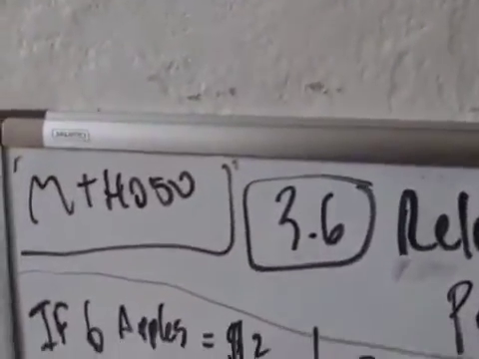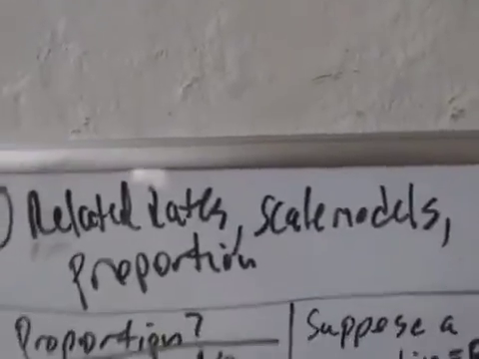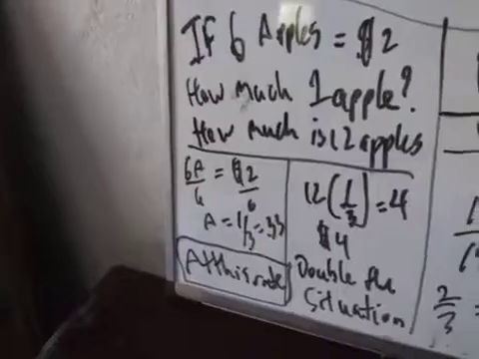And today's lesson, still in 3.6, we're doing related rates, scale models, and proportions. Math 050, 3.6, related rates, scale models, proportions. First problem right here: related rates.